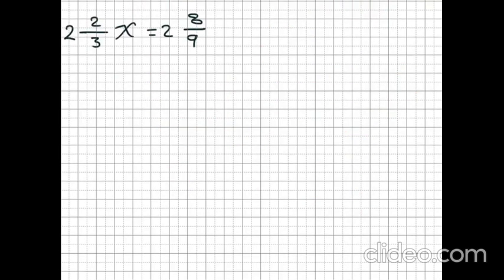We have a mixed number multiplied by a variable, then equal a mixed number. The same way, here we have fraction or mixed number. We can move it to the other side using multiplication, but don't forget to flip. Yes, this way is right, but you have to change this first to become improper fraction. Now we can change it to become improper fraction. 2 multiplied by 3, the answer is 6. 6 plus 2, the answer is 8 over 3 x equals 2 and 8 over 9.